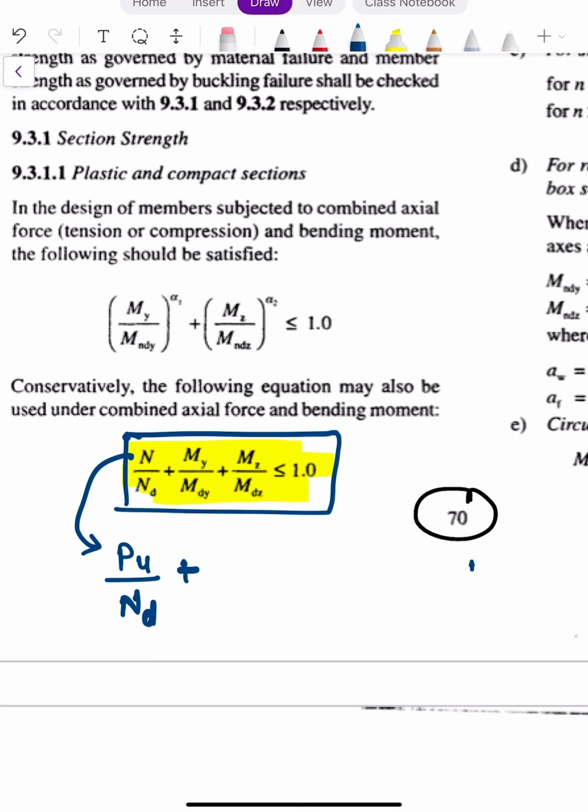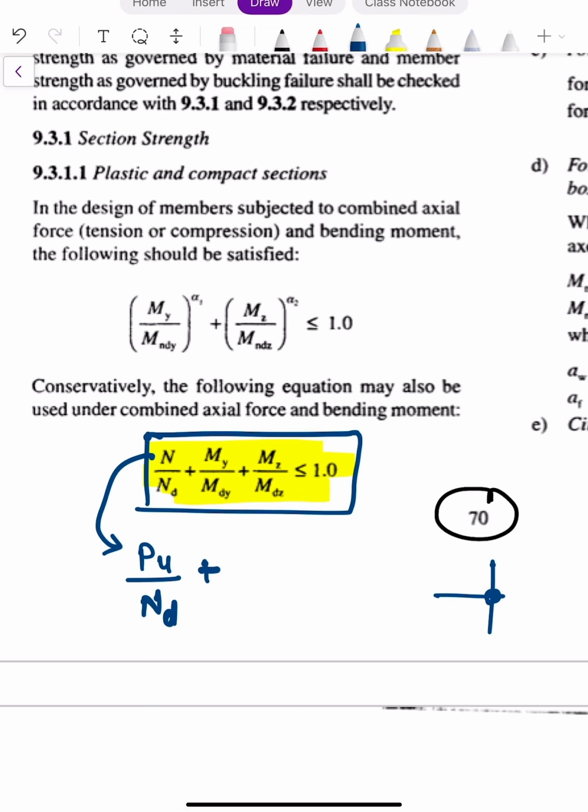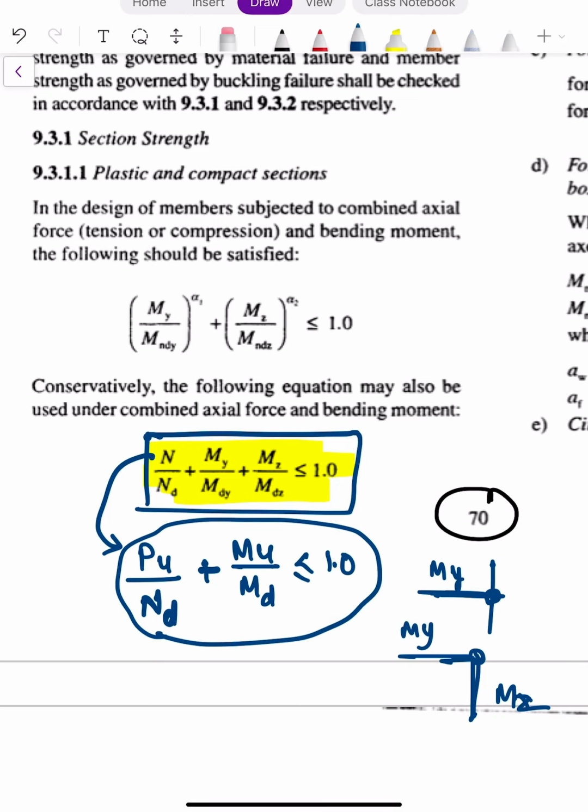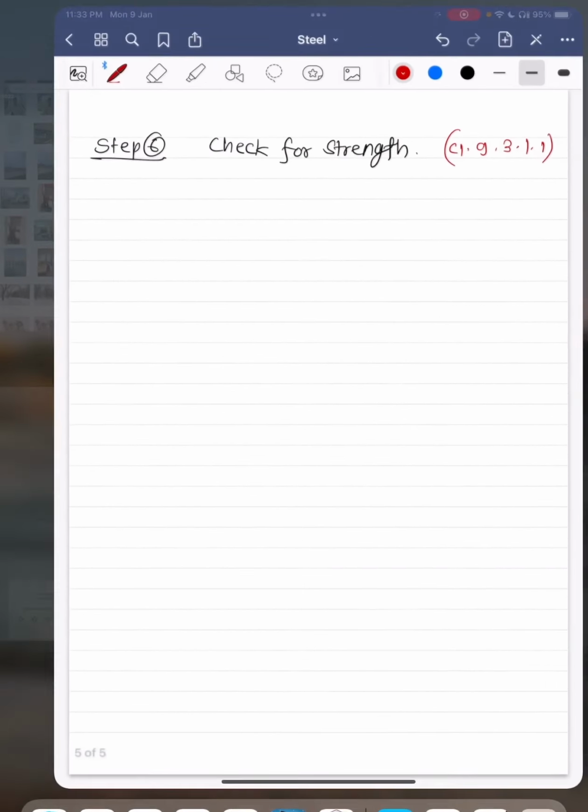Now I told you that if the beam is uniaxial, then you have only one M. If it is biaxial, then you have My and Mz. But if it is uniaxial, then you only have one, My or Mz, whatever you call it. In the given question you have only one moment, so Mu upon Md should be less than or equal to 1.0. That's how your equation works, and I can take this equation and write it here.